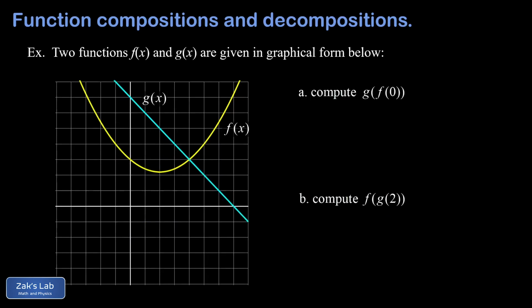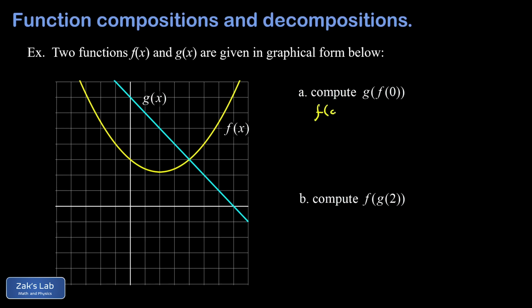A third type of problem you might see in a typical calculus book is a graphical definition problem. So we have two functions that are defined by their graphs, and these happen to pass through several integer points on the graph, so we can read off precise values from the graph. So g of x looks like a linear function, and f of x looks like a quadratic function. You don't need to bother getting symbolic formulas for these things, because we're just going to look at a few specific points. In part A, we're asked to compute g of f of 0.